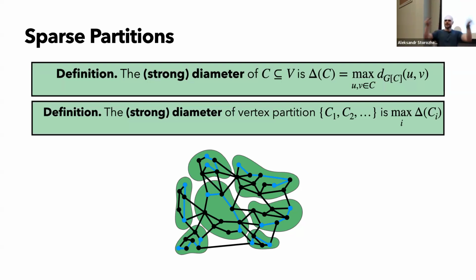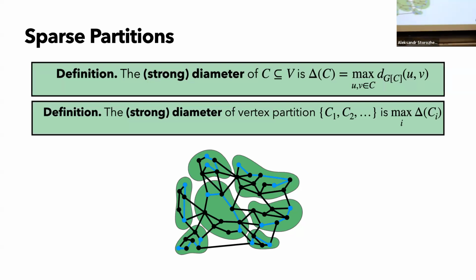So if you had a wheel with the vertex in the center connected via spokes to all the other things, and you're thinking about the diameter of just the outside cycle, then it has strong diameter over 2 or something, but its weak diameter is 2 because you can jump to the middle. Yeah. Hopefully my hands were clear.